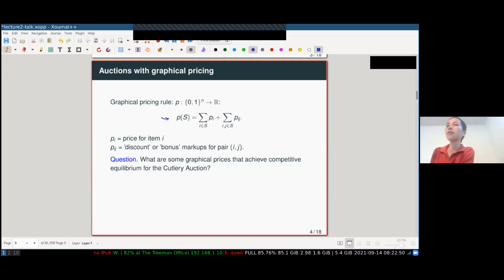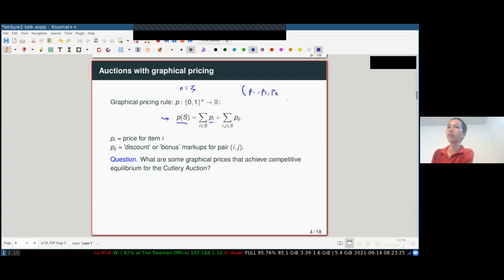But instead of linear functions, I could look at the class of quadratics, and this has a really nice economic interpretation. Namely, the price of a bundle S is the sum of the individual price tag that you put for each item in S, plus any discounts or markups that you put for each pair ij. So price now as a function can really be represented as a tuple when n equals 3. Then I get a tuple that's p1, p2, p3.